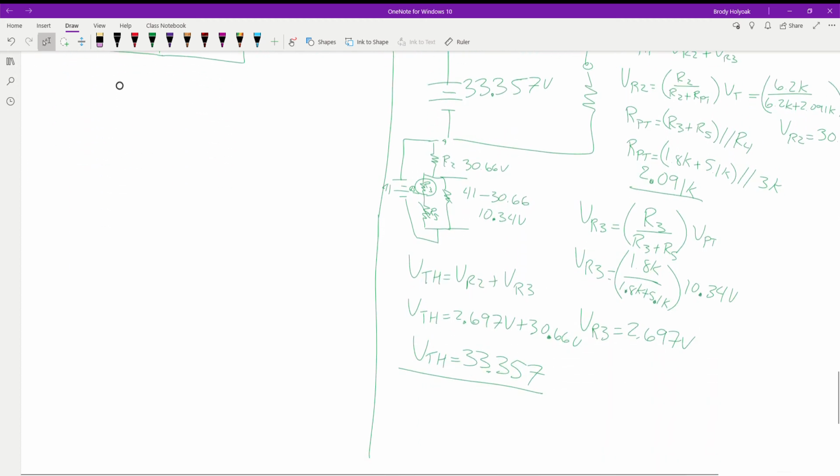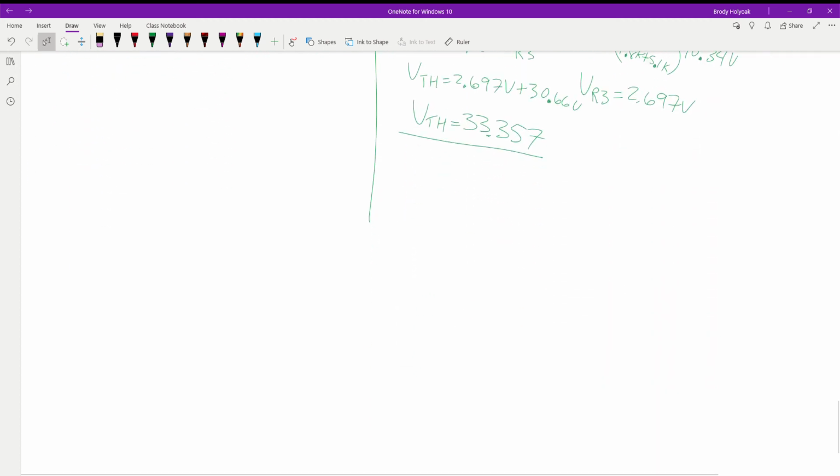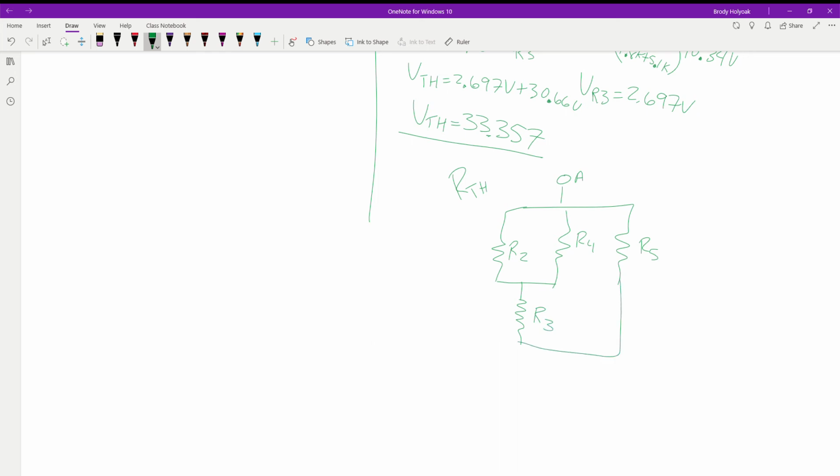So, I'll move this over to the other board. For R Thevenin, we have point A connected to R2, R4, and R5. R2 and R4 are connected to one side of R3. R5 is connected to the other side of R3 as well as point B.